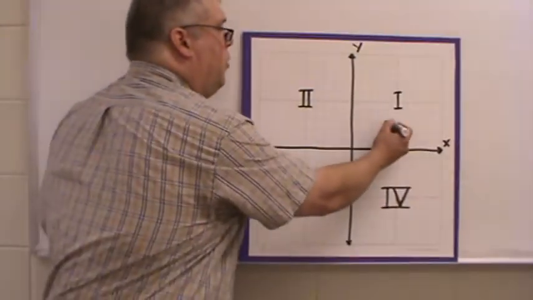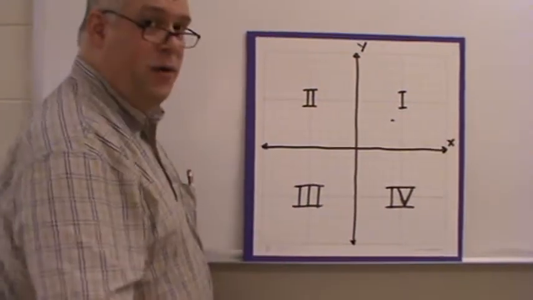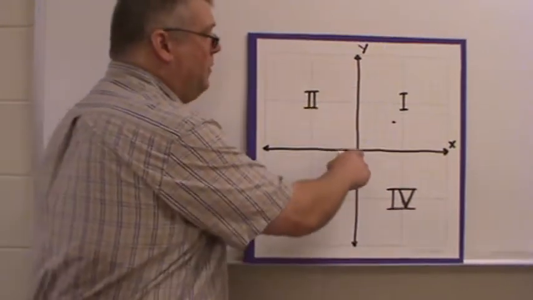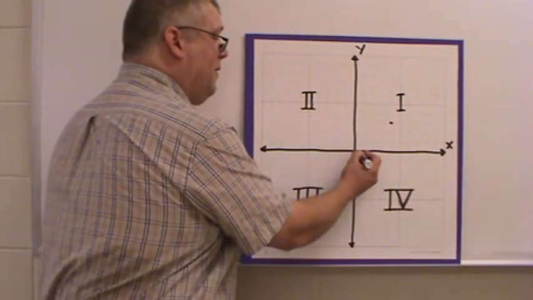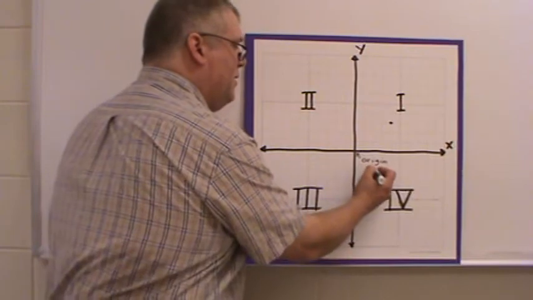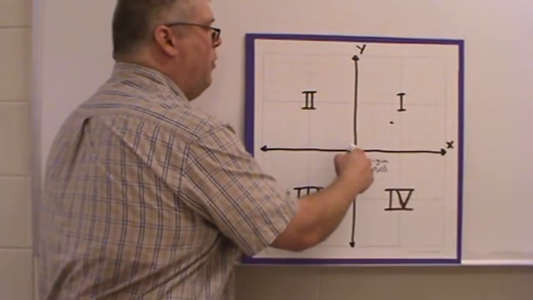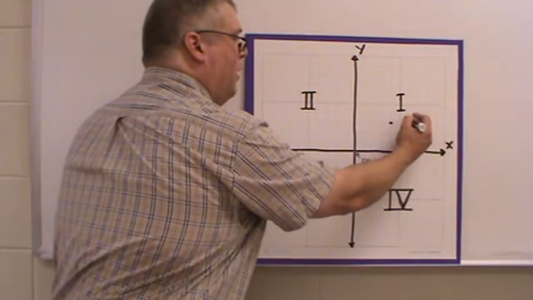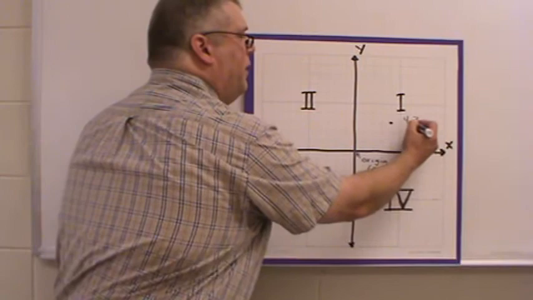So let's say we want to know the coordinate of that point right there. In order to find the coordinate of that point, I have to run before I can jump, which means I have to do the x coordinate first, counting over from the origin. And again, this here is the origin. It's the point 0, 0. From here to there, I go over 1, 2, 3, 4. So my x value is 4. And I go up 1, 2, 3. So my y value is 3.